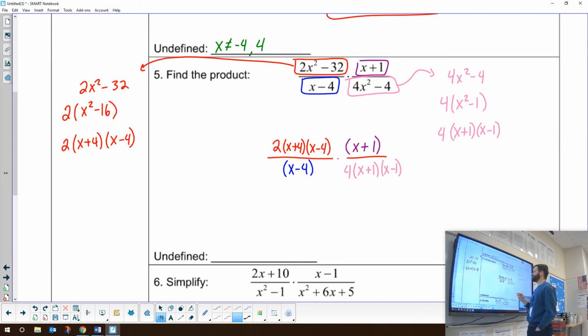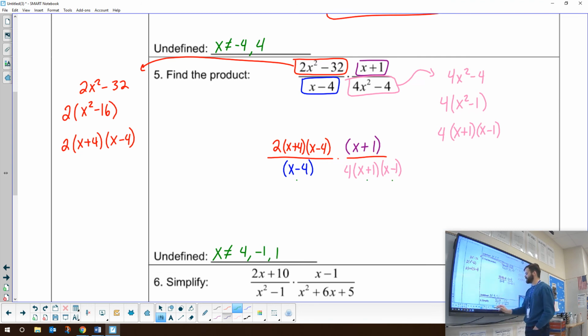Okay, now we're going to simplify as much as I can. So let's cancel out first. Well, sorry, I always skip this part. Undefined. My undefined is going to be x cannot equal. For that one, it's going to be 4. For this one, it's going to be -1. And for this one, it's going to be +1.